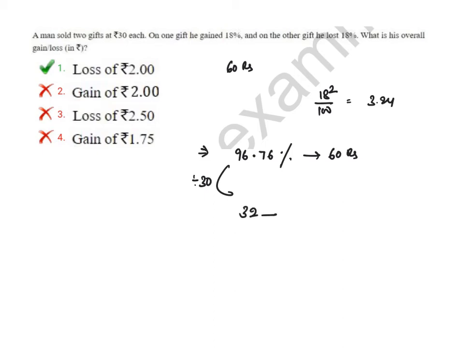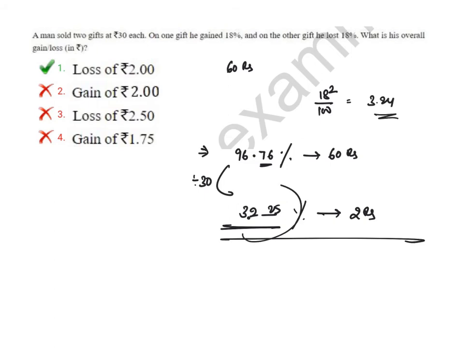If I take 3.24 as 76 close to 25, so you can say 3.25% is close to, divided by 30, it becomes 2 rupees. So the loss is 3.24, I am taking it closely as 3.25, so it is actually 2 rupees. So the loss of 2 rupees is not the exact answer, it is rounded to the nearest integer, so it's 2 rupees.